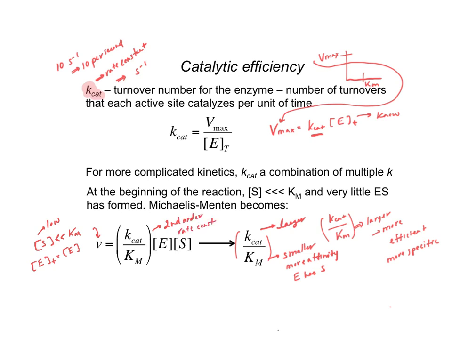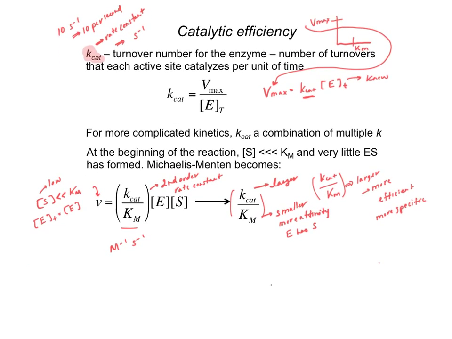And it has units of inverse molar, inverse second. The higher this value is, the higher this ratio is, the faster this overall enzyme reaction, okay? All right, so this ratio is going to have a limit. And so the limit is essentially what we call the diffusion controlled limit, right? So this limit is going to have a value of about 10 to the 8th to 10 to the 9th inverse molar, inverse second.